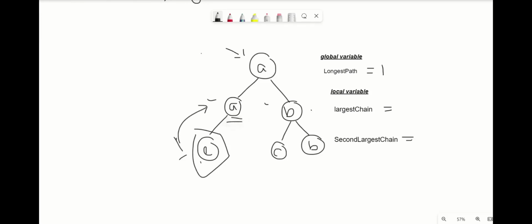Now, since A does not have any other child, if this was the example, like AE, we have a global variable here, longest path, which explains that this is the longest value that we have achieved till now. Whenever we get a value greater than this longest path, we will update the value, and since this is a global variable, it is independent of where we are right now. It just mentions that of what we have visited till now, this is the longest path that we have seen, okay? And then this is the largest chain and the second largest chain.